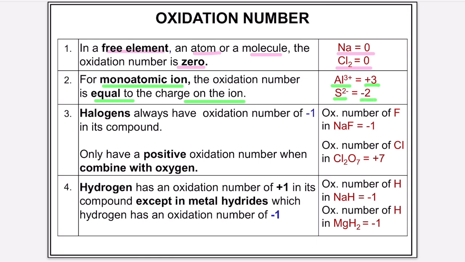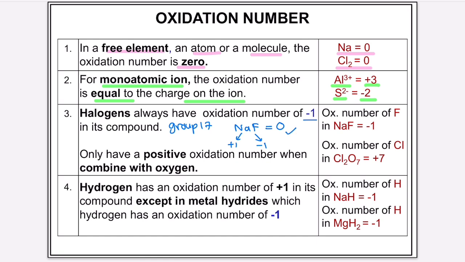Third, let's look at halogens. So halogens are from which group? They are from group 17, and have an oxidation number of -1. So how do we see this? Let's say we take NaF. Okay, so this is a neutral compound, so total oxidation number must be 0. Sodium here is from group 1, so it has a +1 oxidation number. Thus, your fluorine must have a -1 oxidation number in order to give a total of 0.